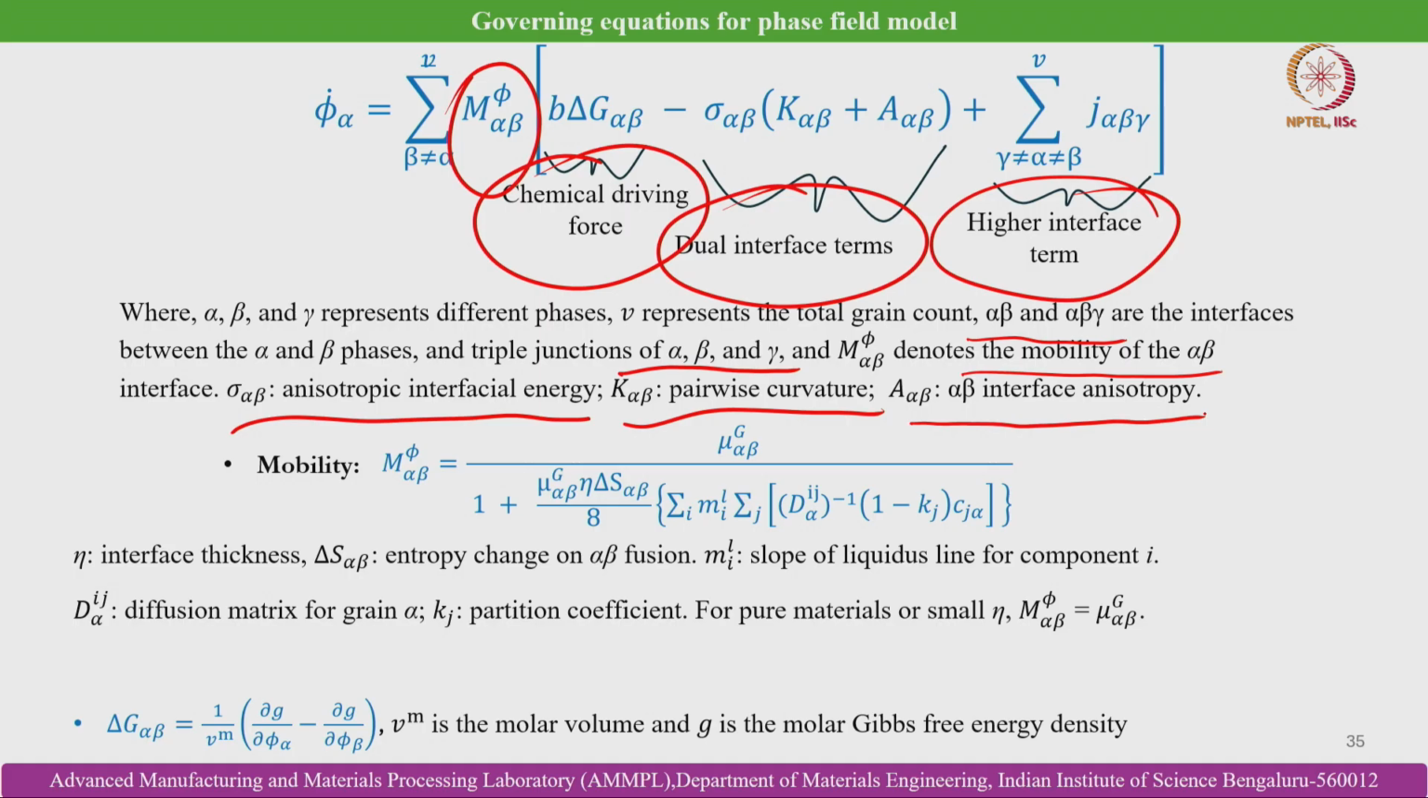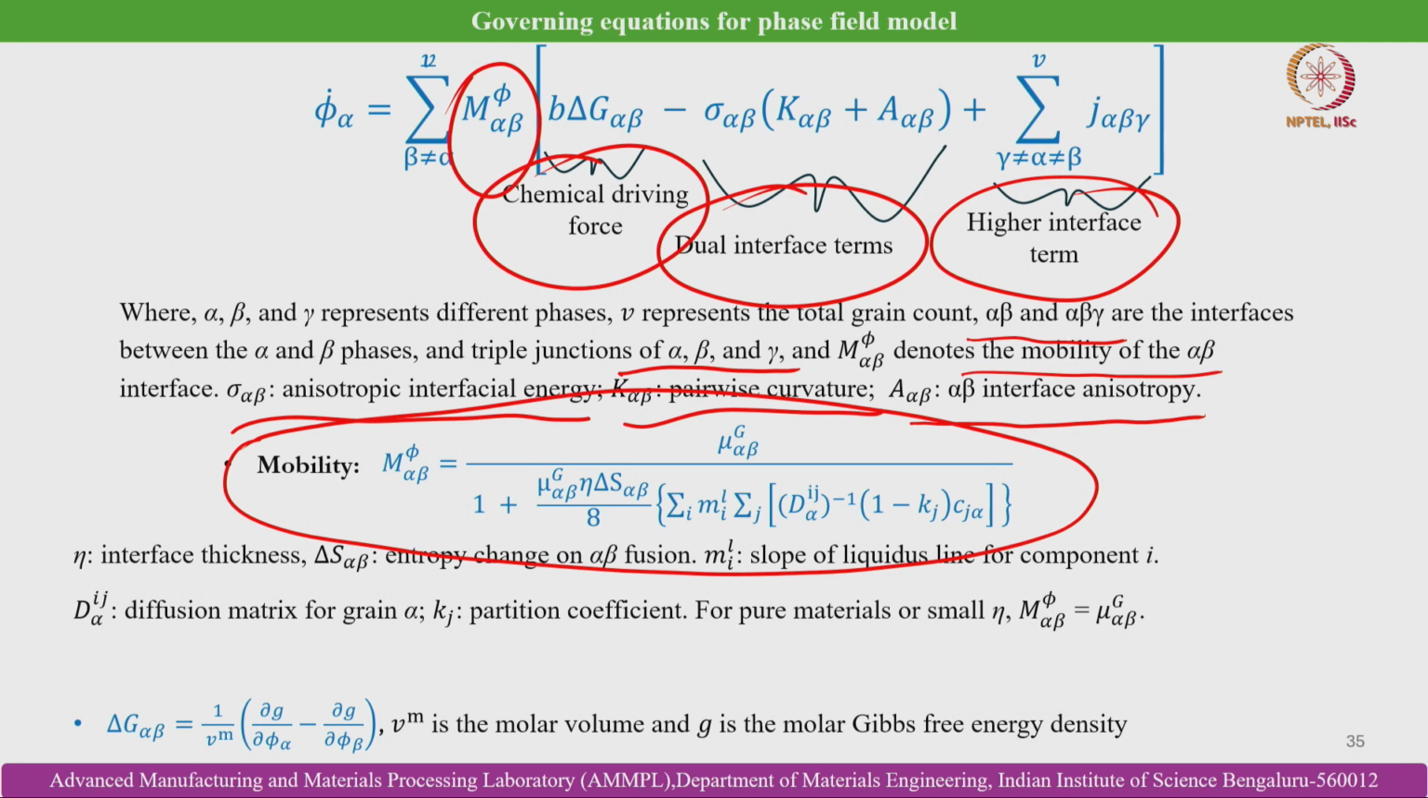Now, we can define the mobility, that is m alpha beta, the mobility of the interface between phases alpha and beta, which can be expressed by this equation. That is mu alpha beta to the power g by 1 plus mu alpha beta to the power g eta del s, where s is the entropy change on alpha beta phase transformation by 8.